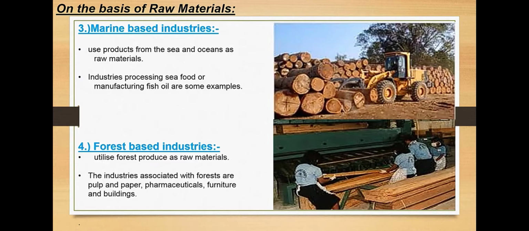So agro-based means the input will be plant and animal products. Mineral-based means the input will be minerals. Marine-based means the input will be from sea and oceans. Forest-based means the input will be from forest. So these are the classifications of industries under raw materials.